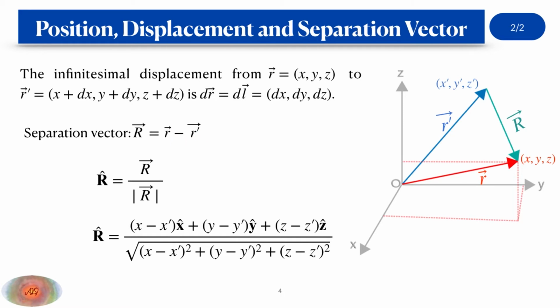So obviously the unit vector you can easily derive by dividing the original vector by the magnitude of the vector, and that is obviously this one. So initially, along the x direction, it is the difference between the field point coordinate and the source point coordinate, then along the y direction it is the field point coordinate minus the source point coordinate, and along the z direction also, z represents the coordinate of the field point and z dash is the coordinate of the source point.